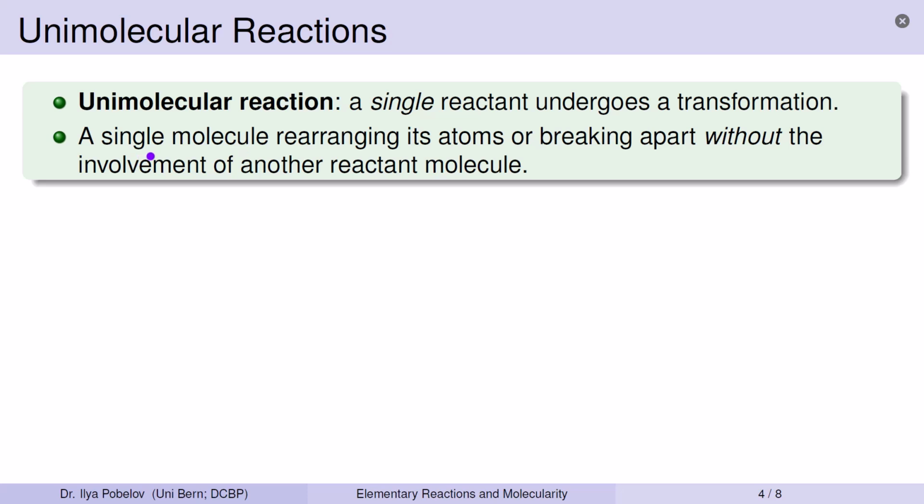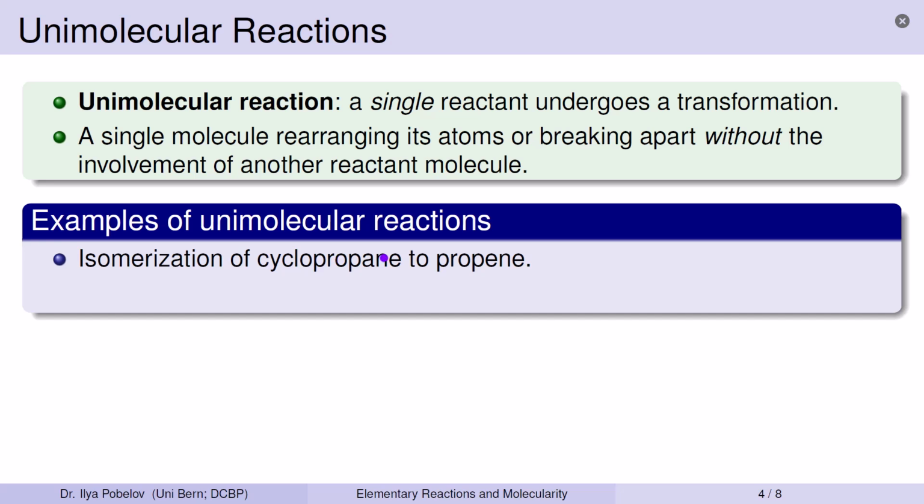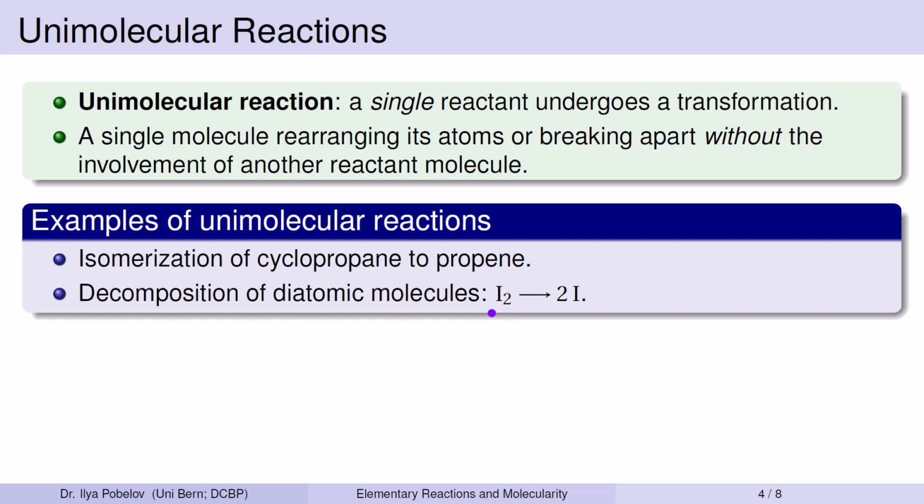This type of reaction is characterized by a single molecule rearranging its atoms or breaking apart without the involvement of another reactant molecule. A classic example of a unimolecular reaction is the isomerization of cyclopropane to propene, where the molecule changes its structure internally. Another instance of a unimolecular behavior is the decomposition of diatomic molecules, such as the dissociation of diatomic iodine into two separate iodine atoms.